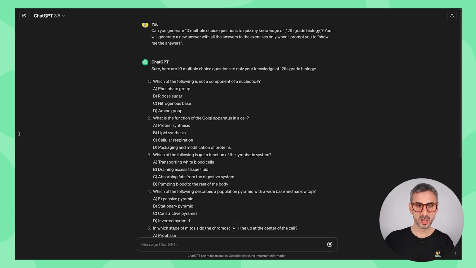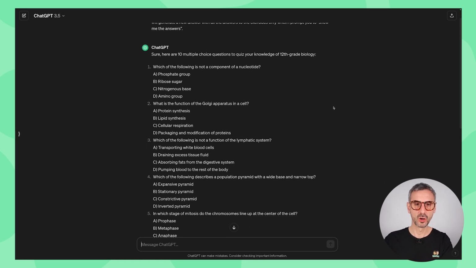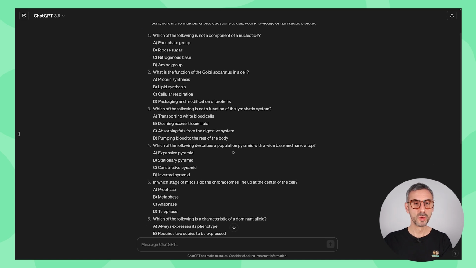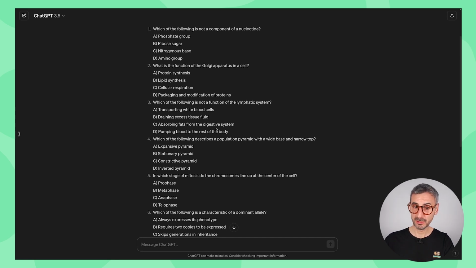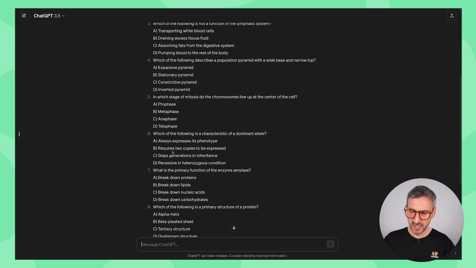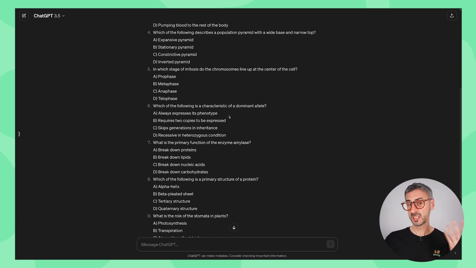All right, so here we go. Question number 1. Which one of the following is not a component of a nucleotide? Okay, phosphate group, ribose sugar, nitrogenous base, amino group. I don't know. What is the function of a Golgi apparatus in a cell? I don't know. Which one of the following is not a function of the lymphatic system? Transporting white blood cells, draining excess tissue fluid, absorbing fats from the digestive system, pumping blood to the rest of the body. So like this, obviously, I would probably fail my biology 12th grade exam, but I didn't study for it, so I have a good excuse. But I think these questions are pretty good.